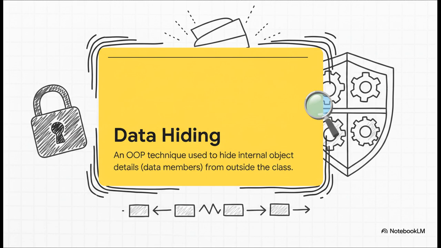So the key takeaway here is that data hiding isn't about being secretive just for the sake of it. It's a security measure. By hiding an object's internal workings, we guarantee that its data can only be changed in very controlled, predictable ways through its own methods. And let me tell you, that drastically cuts down on bugs.